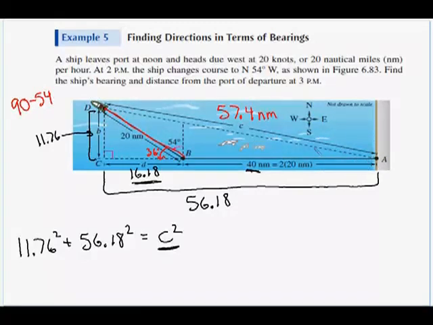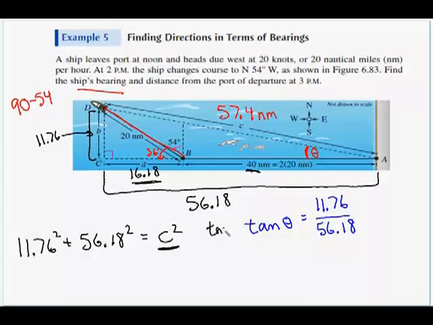The other thing they asked us to find was this angle, which is going to help us find the bearing from the point of departure. So let's see, we're going to need to set up an inverse trig function here. And we have opposite, adjacent, we have hypotenuse. We can pick any trig function we want. Let's do tangent. The tangent of angle theta is opposite over adjacent. Our opposite side is 11.76. Our adjacent side is 56.18. And we are solving this for theta.